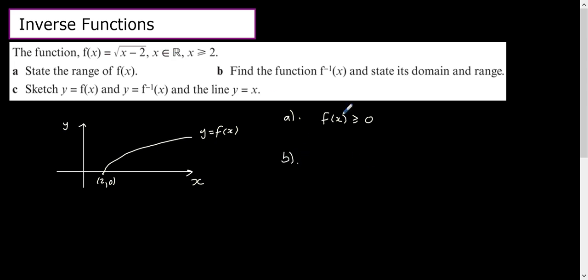So then we get into the meat of the question. We're going to find the function f to the minus 1 of x, and that's what this means. f to the minus 1 of x is the inverse function. We need to state the domain and the range of this inverse function.